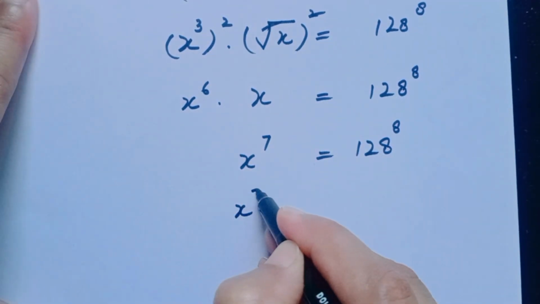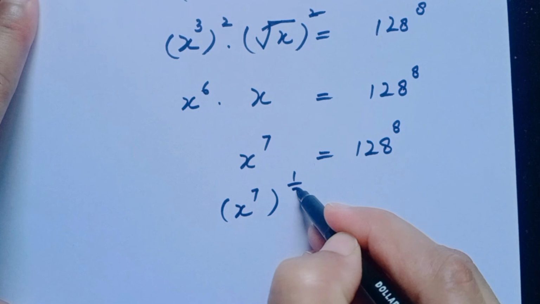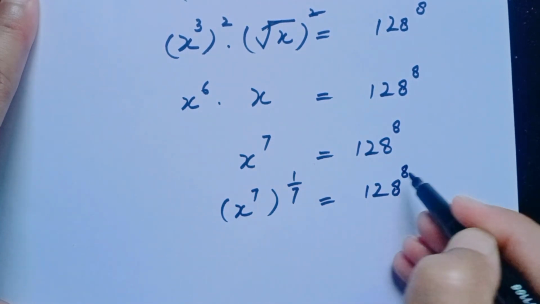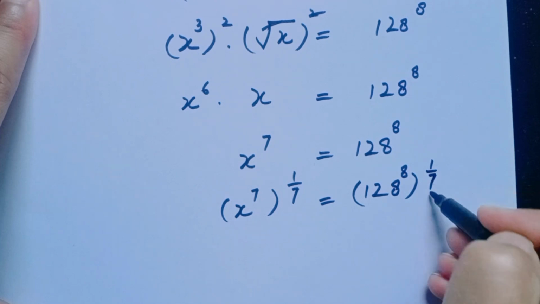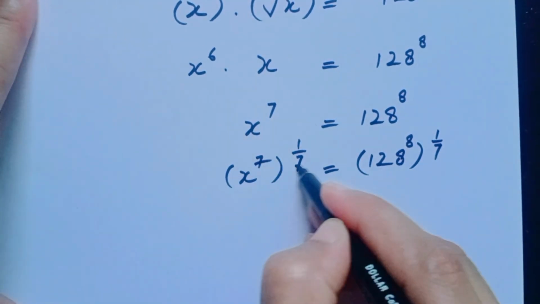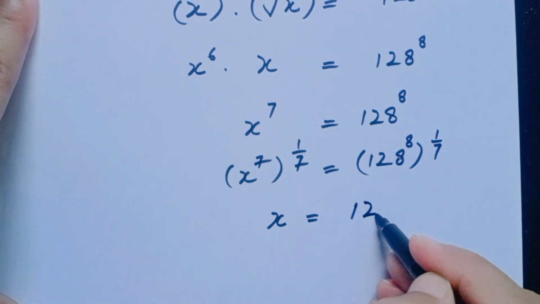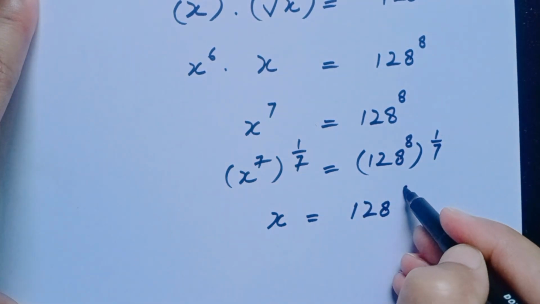So in the next step, we will take the power 1 over 7, 128 power 8 whole power 1 over 7. So on both sides, we have raised to power 1 over 7. 7 will go with the 7. We will get x is equal to 128 power 8 over 7.